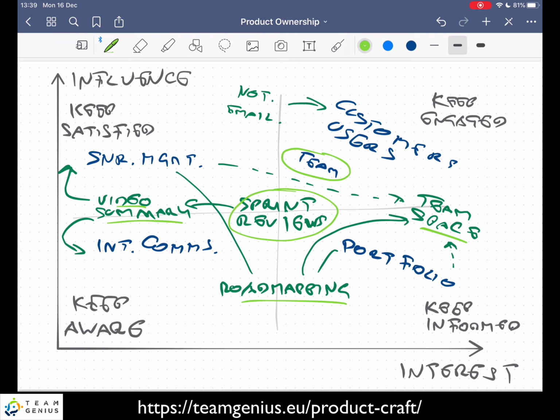All right, so this is a brief overview of some ideas of how you could communicate with different stakeholder groups over the course of different sprints. I hope that was useful.